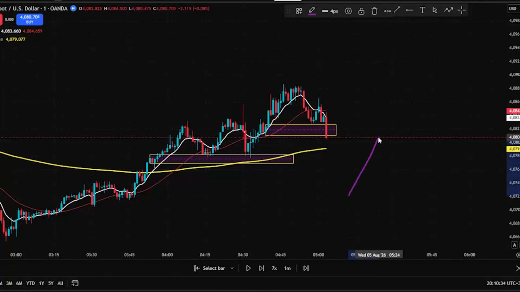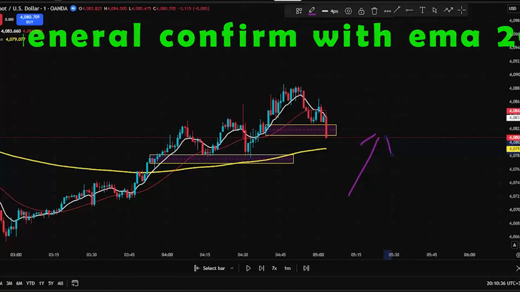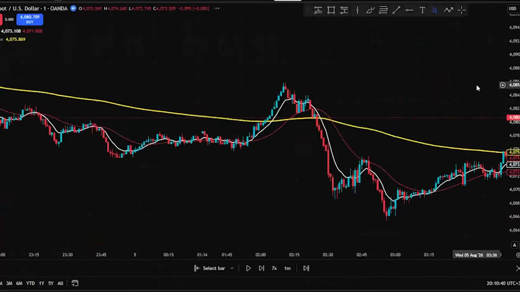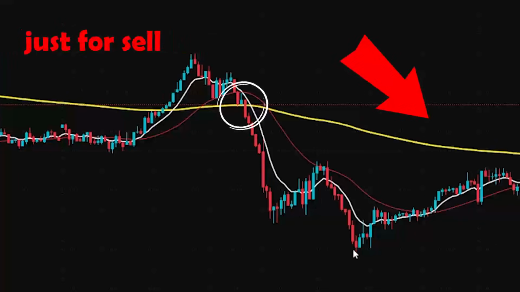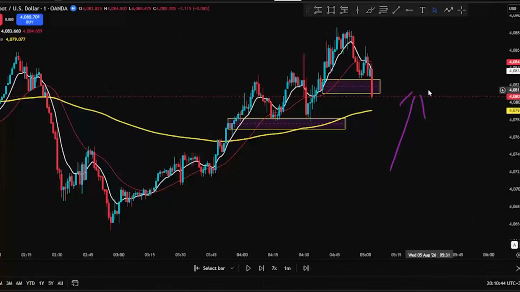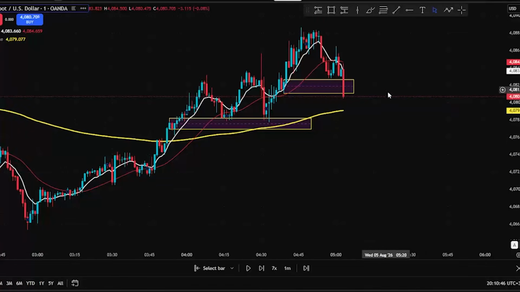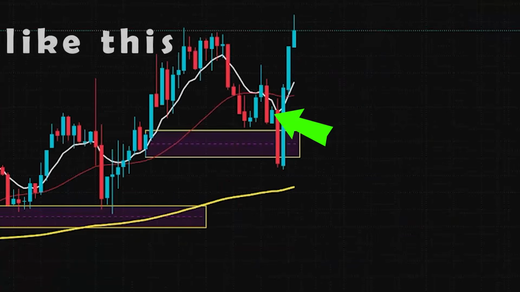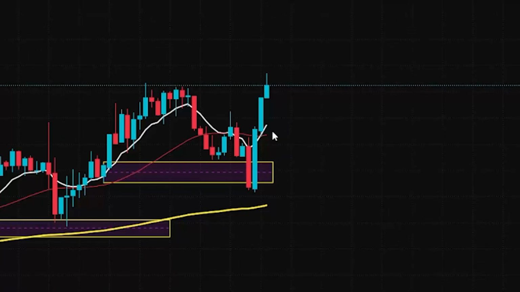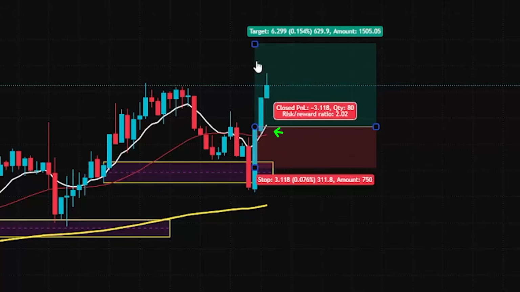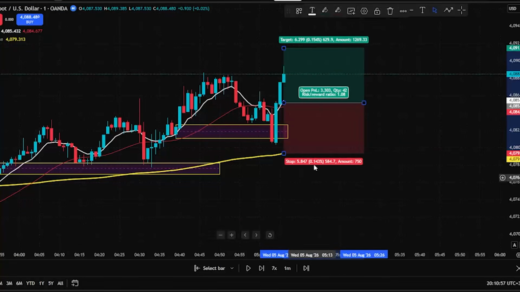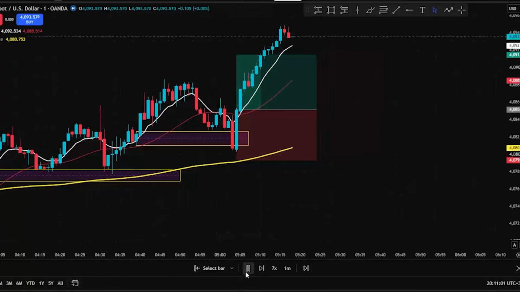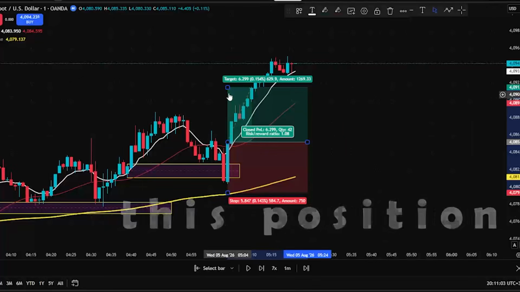First, the EMA 200 determines the general direction of the market. If the price is above the EMA 200, we only look for buy positions. If the price is below the EMA 200, we only look for sell positions. After the trend is determined, we wait for the confirmation of the EMA 9 and EMA 21. But just the cross of these two averages is not enough. Because one of the biggest mistakes of scalpers is that they accept every cross as an entry signal. And this is exactly where the first problem begins.